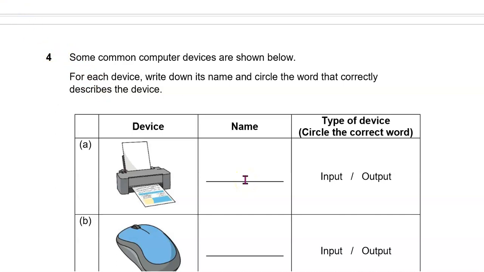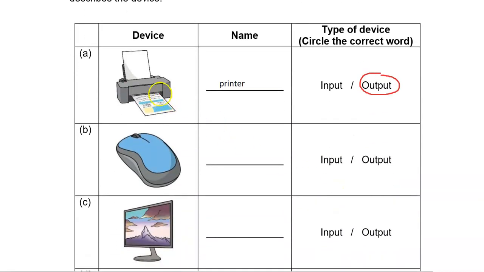Okay, part A. The name of this device is printer, and the type of device would be an output device. So the computer sends the data to be printed out, and paper comes out from the printer. Okay, so next part B, this would be an input device because it enters data into the computer for you after you click the mouse. Okay, this is a computer mouse.